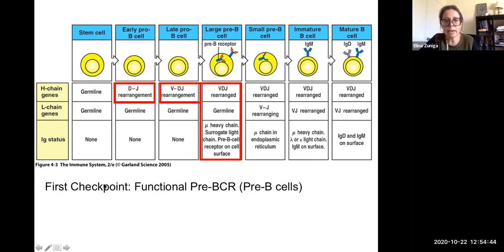And this pre-BCR will be used for the first checkpoint, and if the cells pass this checkpoint, they can become a pre-B cell that will be expressing this pre-BCR. Okay.